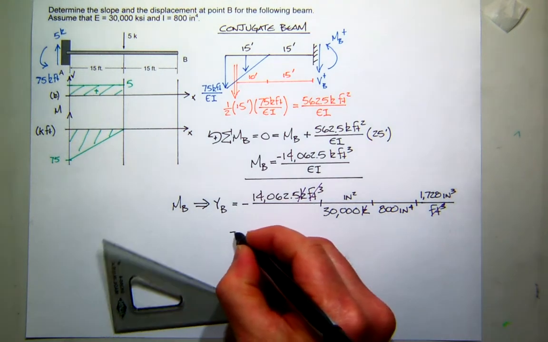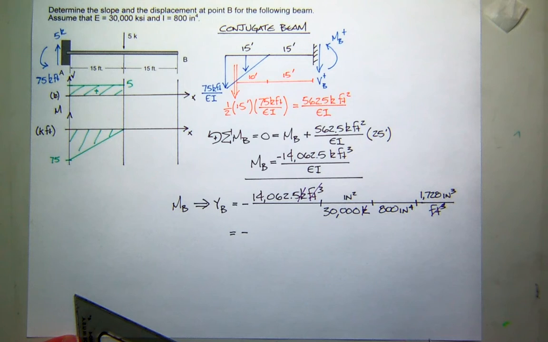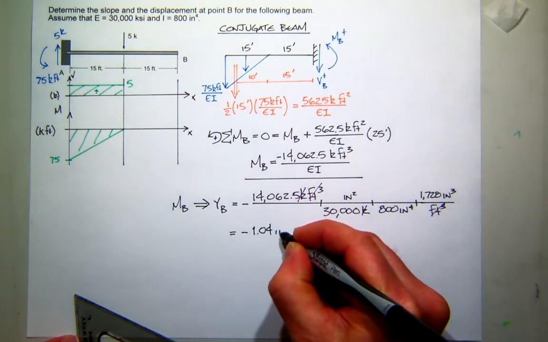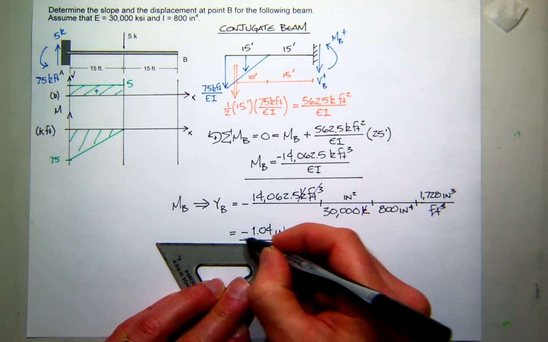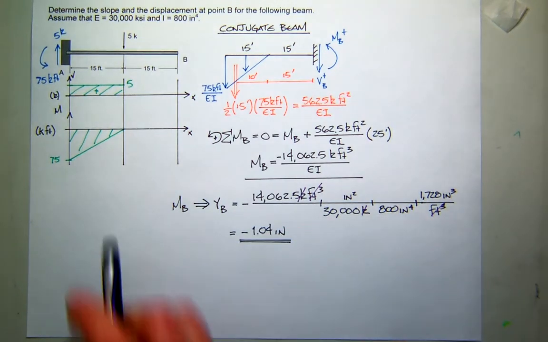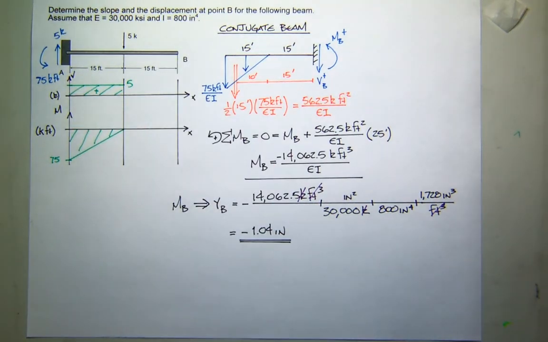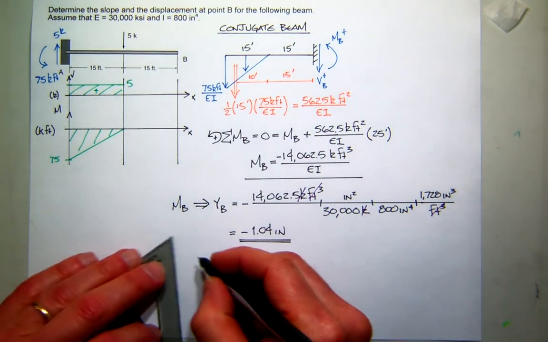So what do you get? What is all that? That seems pretty reasonable. So at 30 feet, this beam deflects 1 inch down. What about the slope? Well, I can get the slope by doing what?